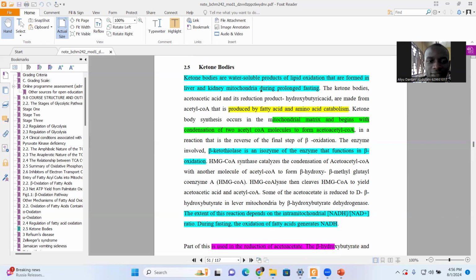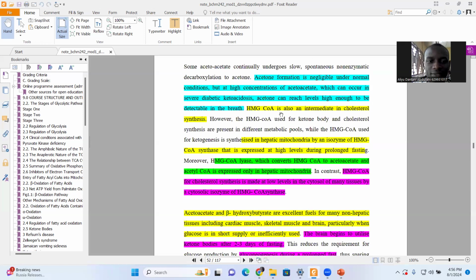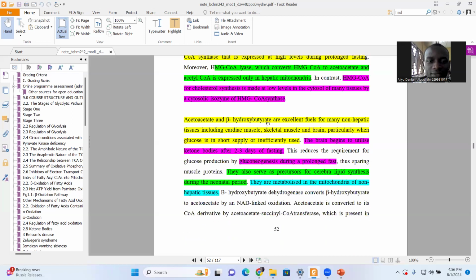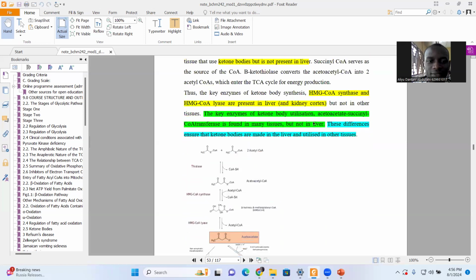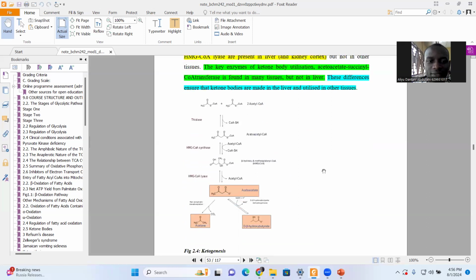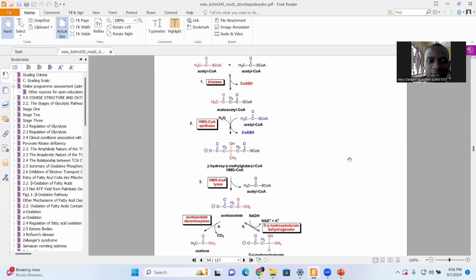Okay, so ketone bodies are water-soluble products of lipid oxidation. We're going to talk about ketone bodies as well. Okay, the extent of this reaction depends on the intramitochondrial... We're going to talk about all of these points. Don't worry. I'll just use the pathway here to explain everything. We'll be good to go. All right.